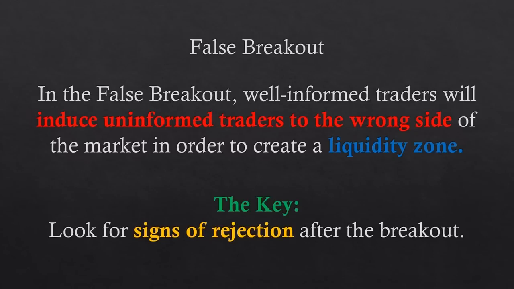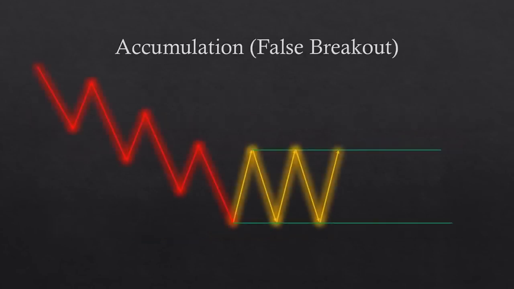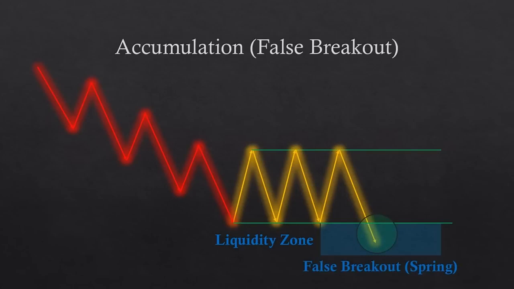For example, in an accumulation, the false breakout is called spring, and it will induce sellers to the downside by a breakout of the accumulation support. When uninformed sellers see the support being broken, they start to sell with the fear of missing out the opportunity to make a profit. Meanwhile, the large traders are aggressively absorbing supply in order to enter long positions at a low price. Because of the significant absorption of supply, price action will display signs of rejection, like leaving prominent lower shadows at the accumulation support, for example. That's the well-informed trader's footprint at the spring.